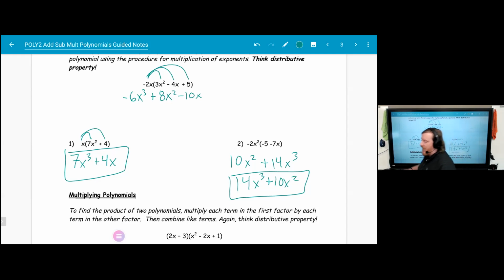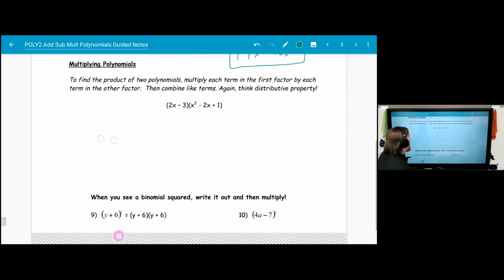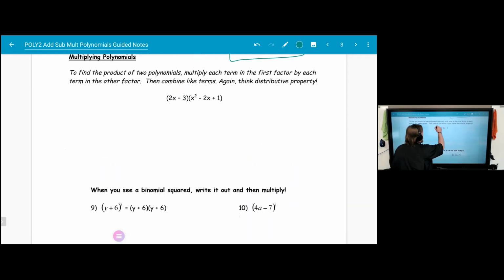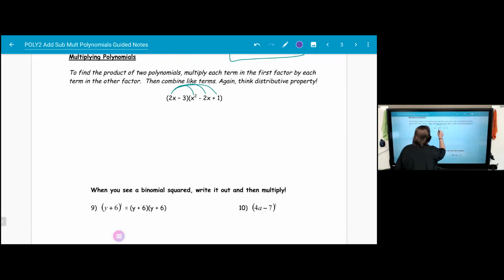What happens when it's not just multiplying a monomial through a polynomial? Well, guess what? It's still distribution. What I'm going to do is take and multiply the 2x times x squared, times negative 2x, times positive 1. And then I'm going to take that minus 3 here and distribute that to the x squared, to the negative 2x, and to the positive 1. So let's see what that looks like.